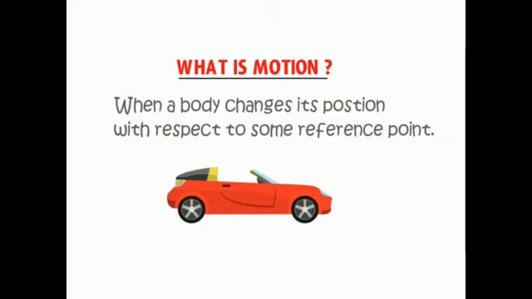Now we are going to define motion. What is motion? When a body changes its position with respect to some reference point, then we say that this body is in motion. For example, we have a car which moves between 2 points from point A to B. It will definitely cover some distance with respect to time, so we will say that this car is in motion. Now, types of motion. We have basically three types of motion: translatory motion, rotatory motion, and vibratory motion.